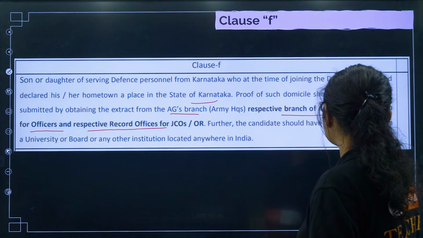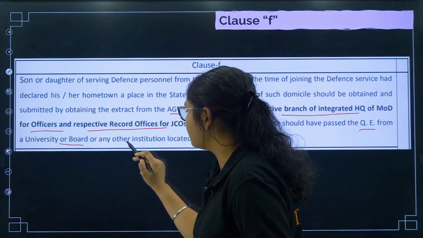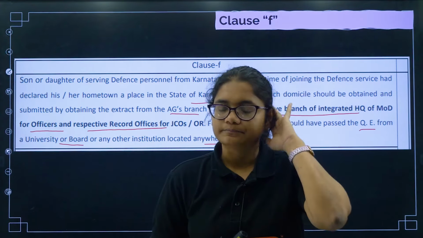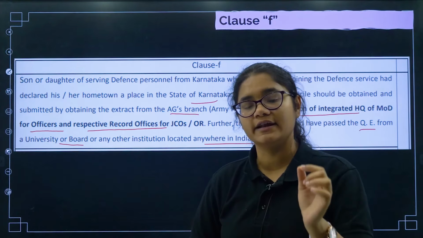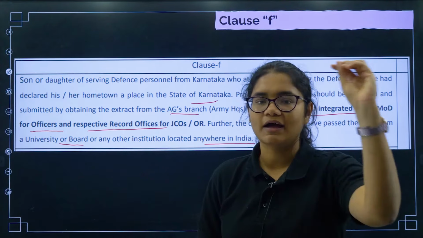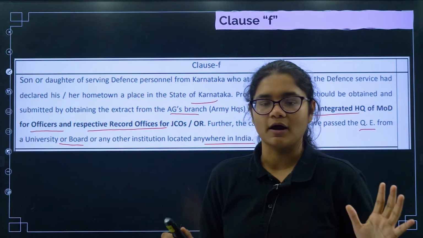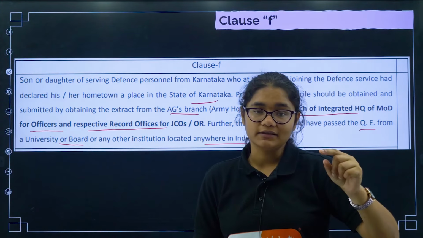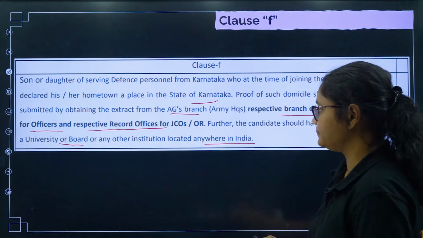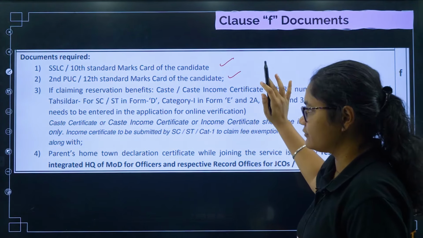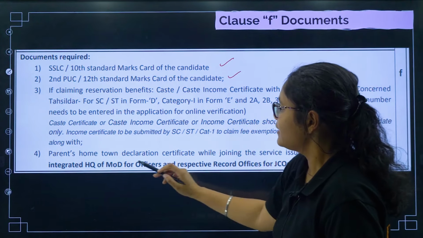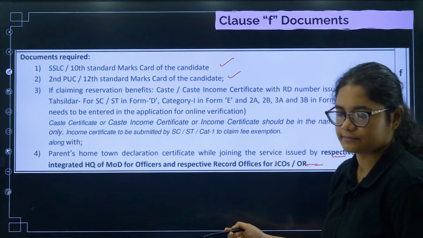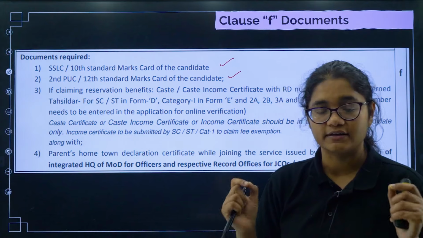Further, the candidate should have passed the qualifying examination from the university or board or any other institute located anywhere in India. Okay, see, if your parent, while joining defense, has declared that their home belongs to Karnataka, and you have qualified your 12th examination from any part of India, then you come in clause F. Remember, in the previous clause you have to pass 12th in Karnataka, but here that rule is not there. So for that, 10th certificate, 12th certificate, and if you have any reservation, that certificate, then the parent's hometown declaration certificate issued while joining the service. So this certificate from your parents, okay, that they have a hometown in the state of Karnataka.